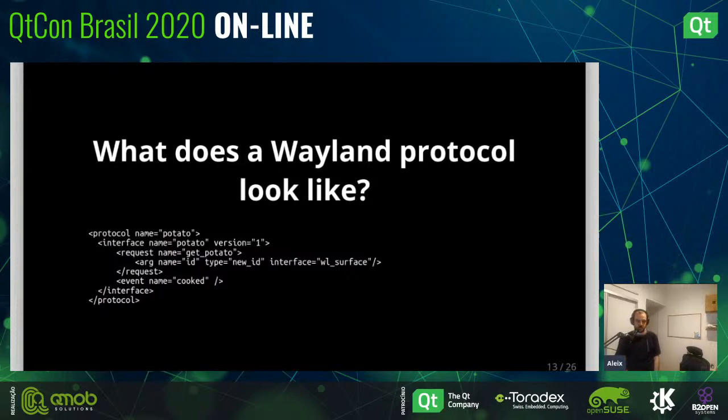Now, inside of the interface, you can see there's requests and events. You have to read these protocols from the client perspective. So in this case, the client can call a get potato, and then it also can listen to the cooked events that are happening. So basically, this tries to define the kind of things that you can tell to the compositor, and the kind of things that the compositor will be telling you back, and that you have to listen to in practice.